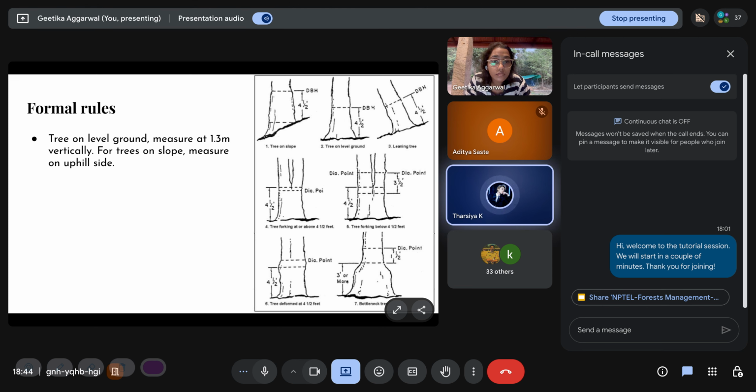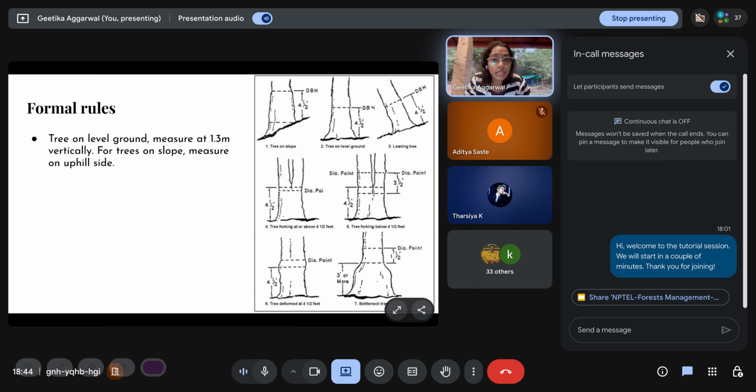Stability or safety reasons. Safety reasons, okay. Anybody else? Why do you think it's unsafe to measure it from downhill? Anybody else would like to think about why we should be measuring it from uphill and not from downhill?